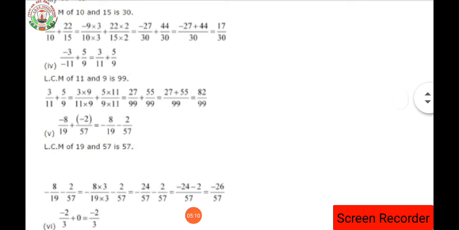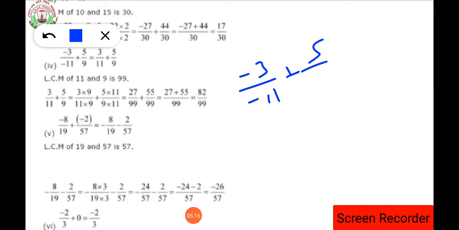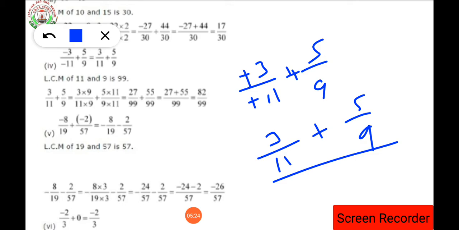Fourth question is again a very simple and easy one, that is minus 3 upon minus 11 plus 5 upon 9. So the minus and minus will become plus. So 3 upon 11 plus 5 upon 9 we are having. Now taking the LCM of 11 and 9, since their denominators are different, it is an unlike term. If it is an unlike term, we have to convert it into a like term. Then only we can have the addition and find the sum, isn't it?